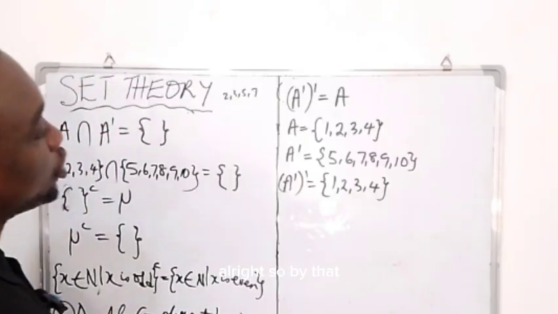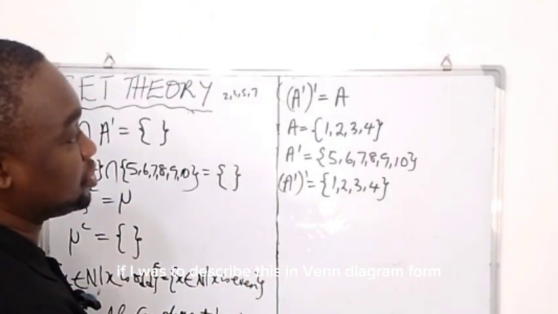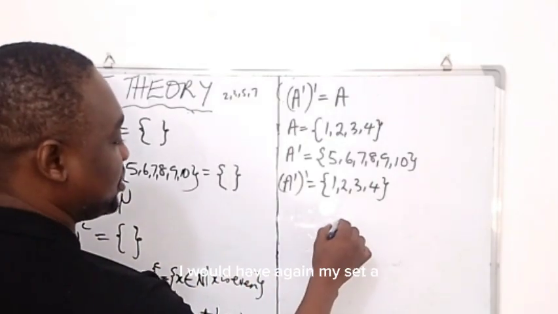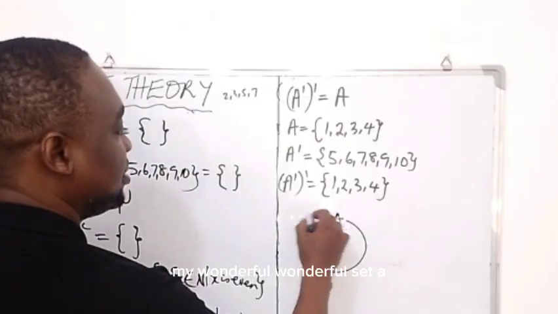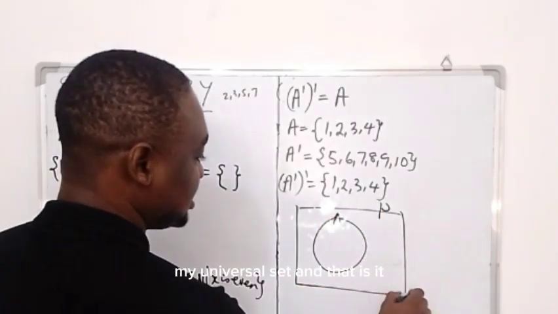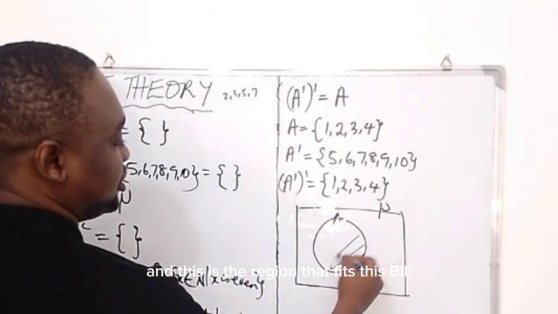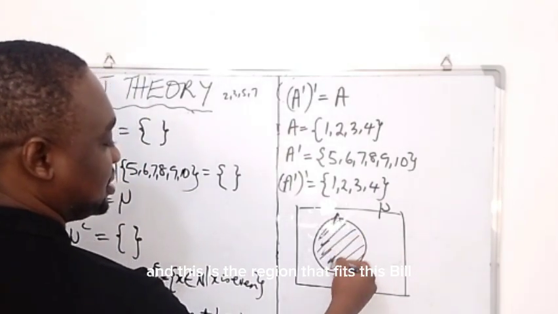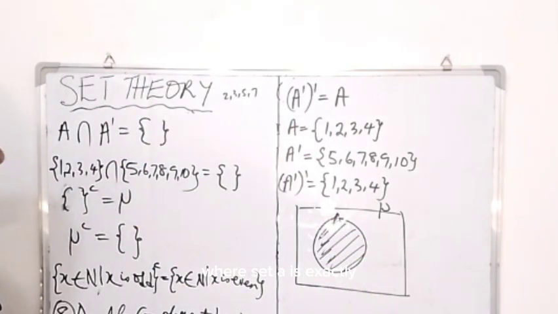All right, so by that, if I was to describe this in Venn diagram form, I would have again my set A, my wonderful set A, my universal set, and this is the region that fits this bill, where set A is exactly.